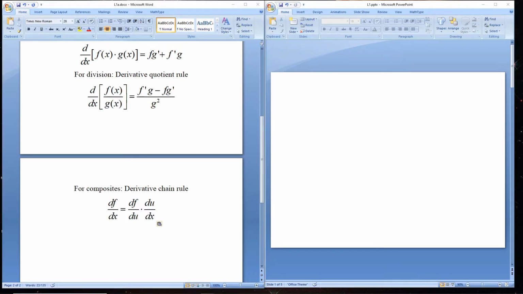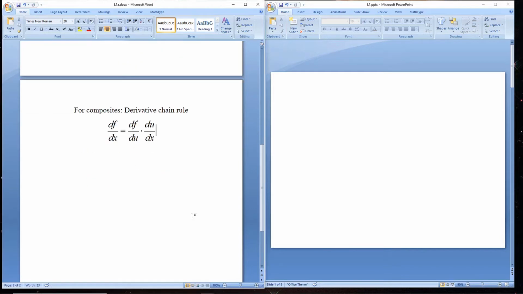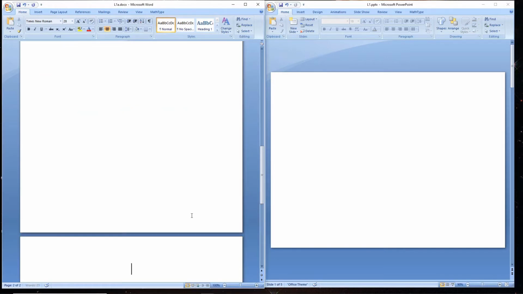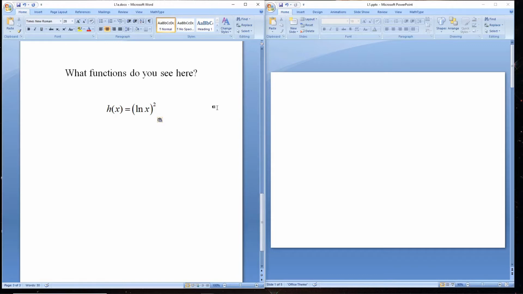So I want to just do a quick little background here on composites. And the first thing I want to do is try this new shortcut. Let me see, Control Enter. Look at that, brings me to a new page. Look at this function here.